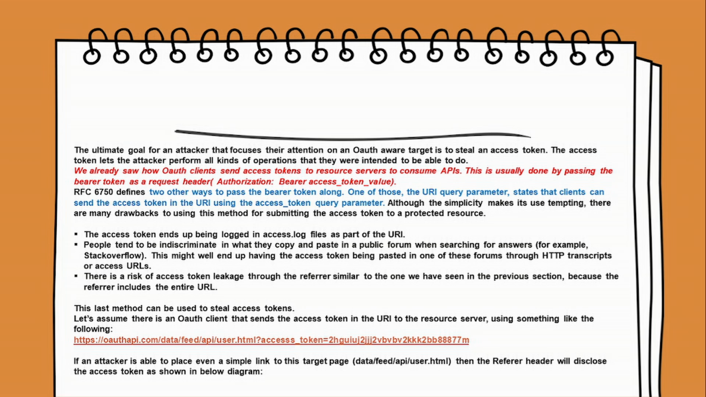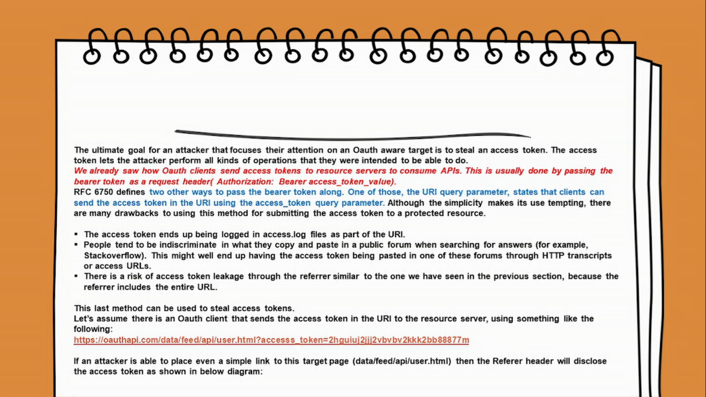So we already saw how the OAuth client sends the access token to the resource server to consume APIs. This is usually done by passing the bearer token as a request header, that is the authorization header, and then getting access to those APIs. RFC 6750 defines two other ways to pass the bearer token along. One of those, the URI query parameter, states that the client can send the access token in the URI using the access token query parameter. So there is a way. The one way means you are just passing the bearer token as an authorization header and then consuming those APIs. The other way is to use this URI query parameter and pass the access token in that. Let's see how it is.